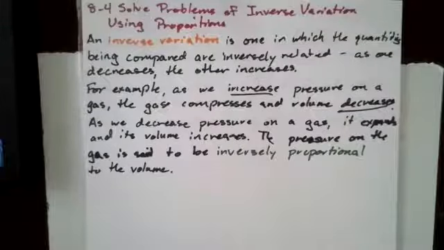In this video, we will solve problems of inverse variation using proportions. An inverse variation is one in which the quantities being compared are inversely related. As one decreases, the other increases. For example, as we increase pressure on a gas, the gas compresses and volume decreases. As we decrease pressure on a gas, it expands and its volume increases. The pressure on the gas is said to be inversely proportional to the volume.